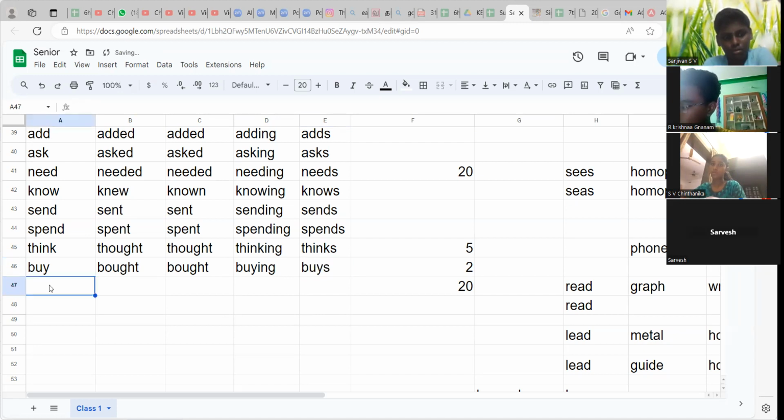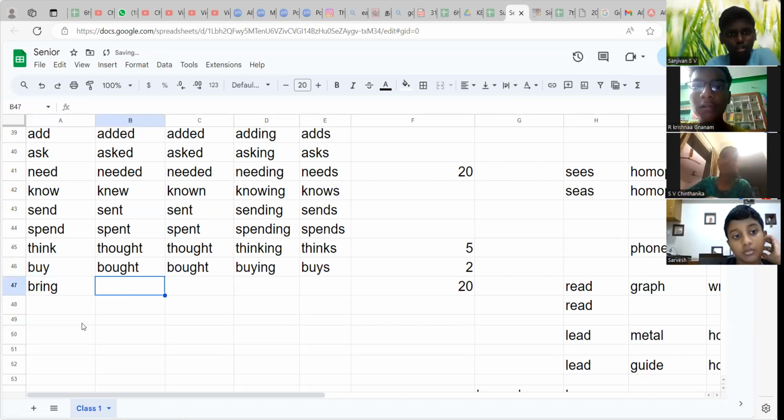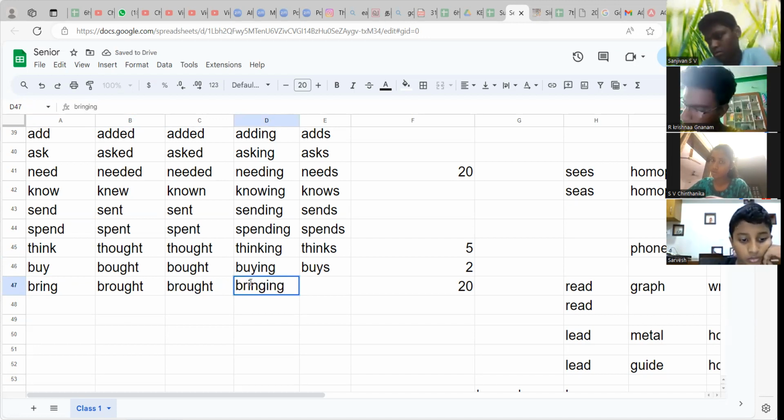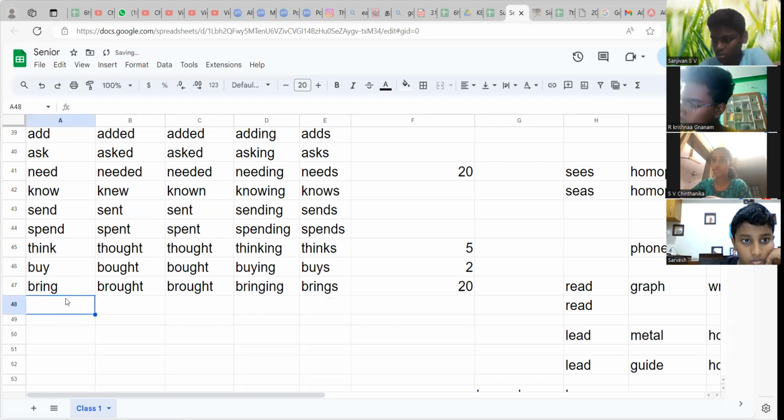Now, bring. Bought. Brought. It has to be brought, B-R-O-U-G-H-T. The bought is the previous one. Bring, brought, brought. Bringing. Brings. There you go. Bring, brought, bringing, brings. I'm going to get you a different one also here.